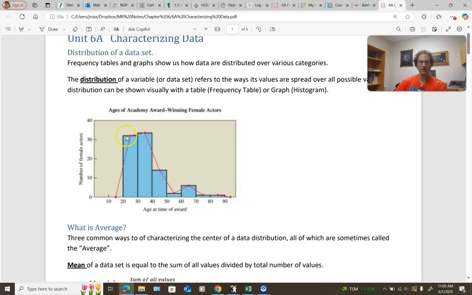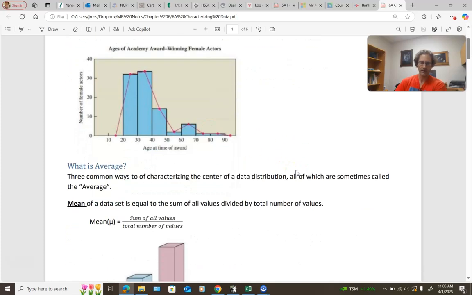But this right here is a distribution, and so by looking at this visually, we can tell that most of the data is over here on the left-hand side. Or in other words, most of the data is in the ages from 20 to 40. Okay, that's where the majority of the data is clustered. All right, so now we want to talk about, of all that data, what might be the average age for which an actress wins her first Academy Award. Okay, so that's what we're going to look at today.